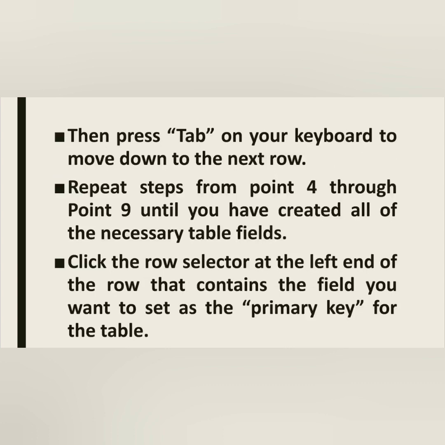Repeat steps from point 4 through point 9 until you have created all the necessary table fields. Then click the row selector at the left end of the row that contains the field you want to set as the primary key for the table. A primary key is a check on the table that uniquely identifies each record in the table. It does not contain any duplicate value. So for that, we just have to click on the row selector of the row on which we have to set the primary key.